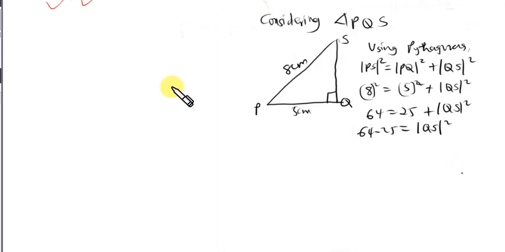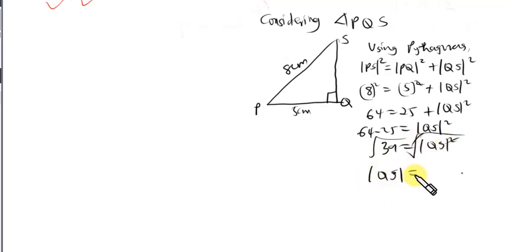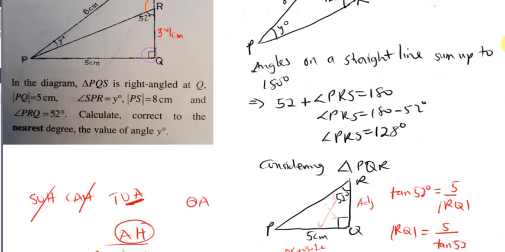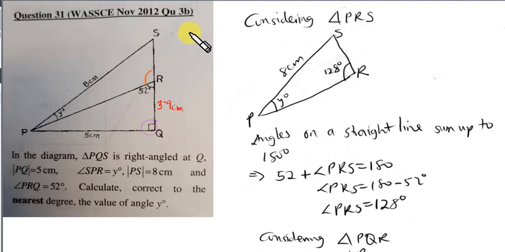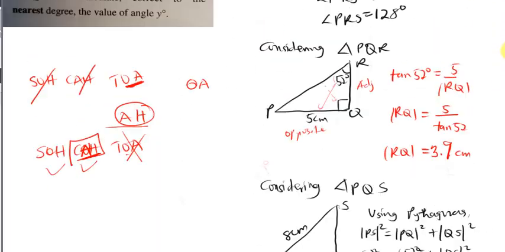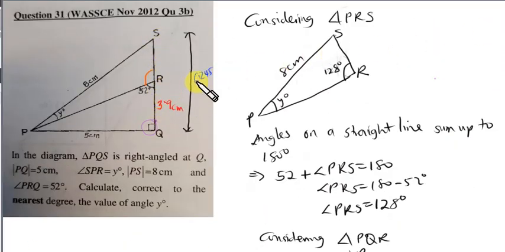So first, when we subtract this from that, we get 39 here, and then to find QS, we take the square root of both sides, and then the length QS is equal to 6.245, that is to 3 decimal places, centimeters. All right, so from S to Q, the whole of this length is 6.245. Okay, so to find this length we have to subtract 3.9 from 6.245.